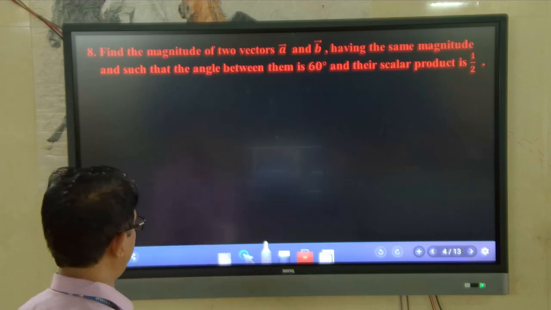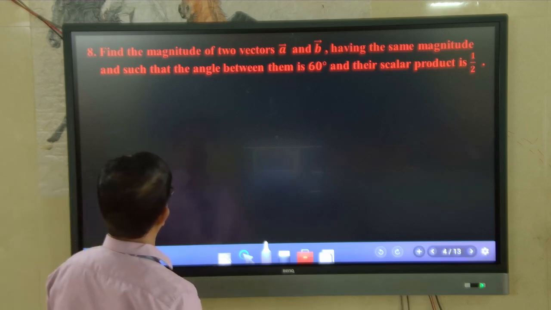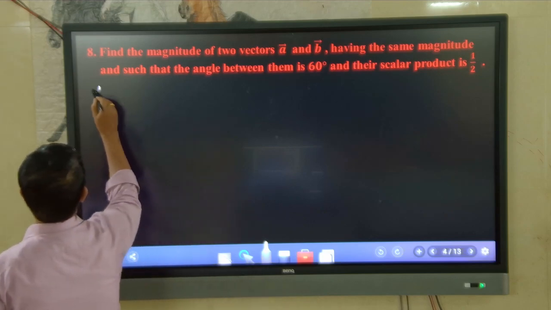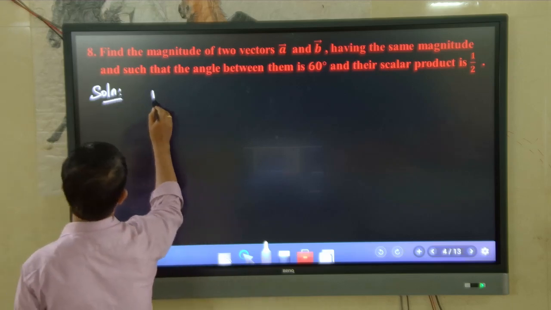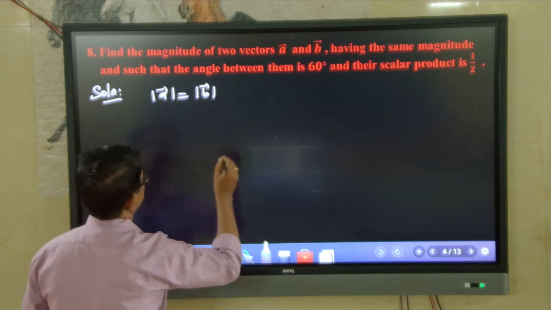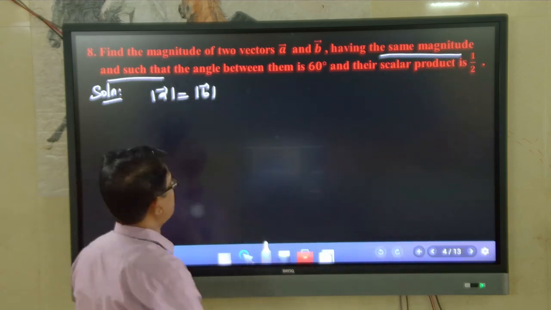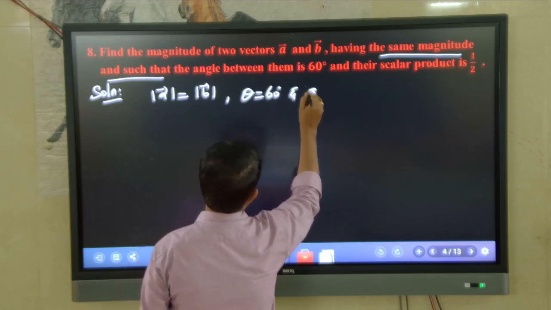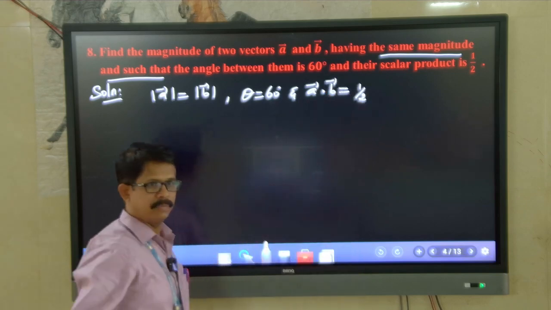The scalar product is 1 by 2. Correct? Yes. Same magnitude, which means a equal to b. Correct? Yes. Now, solution. What they are given: same magnitude, which means modulus of a equal to modulus of b. Correct? And then what is theta? Theta equal to 60 degrees, and the dot product of both is equal to 1 by 2. Understood? This is the data.